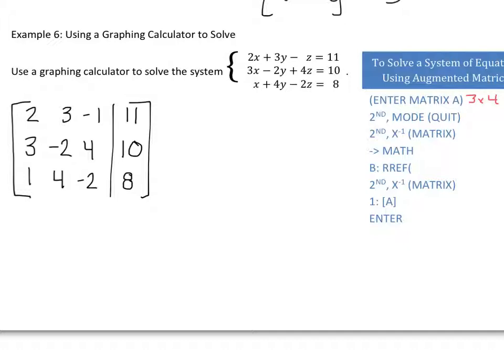May already be in, oh no, it's probably not already in that one. Some of yours may already have it in there. Maybe.